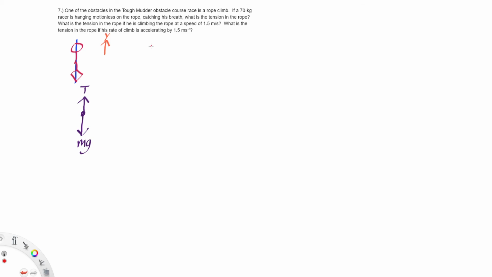Okay. So, sum of forces in the y direction. If you are just hanging there, catching your breath, you are motionless. Sum of forces is going to be 0. So that means the tension is equal to your weight, which is going to be 700 newtons.